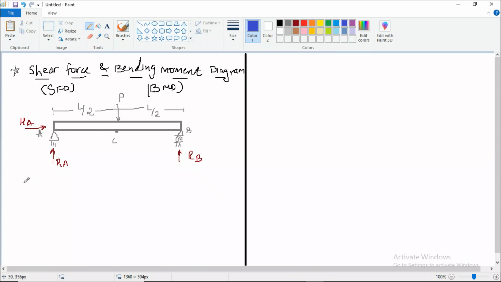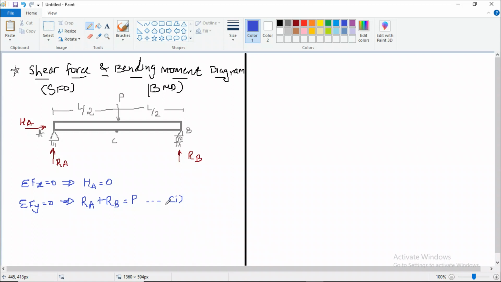Let us apply the first static equilibrium condition, summation of Fx is equal to 0. If we apply that, we will get HA is equal to 0. Now consider the equilibrium condition for vertical force, summation of Fy is equal to 0. If we apply that, we need to do the summation of all the vertical forces, that is RA plus RB minus P. If I take it on the other side, it will be equal to P. So we have this as equation number 1.